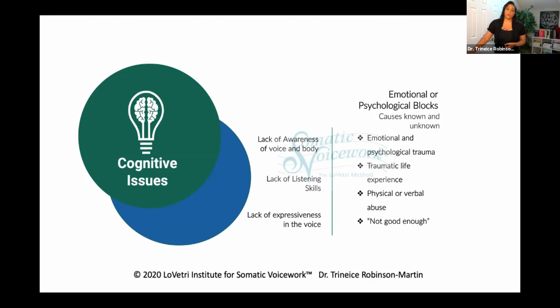And they include everything from emotional and psychological trauma, things that you might have grown up with, from people saying that you can't sing, from being abused or being told to shut up, things that just collapse the voice, traumatic experiences in life. So I've had a student that had a problem with deep breathing because she almost drowned when she was young. I had another student that was molested and had a problem with opening their mouth. So that's physical or verbal abuse.